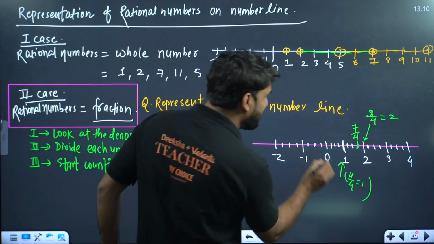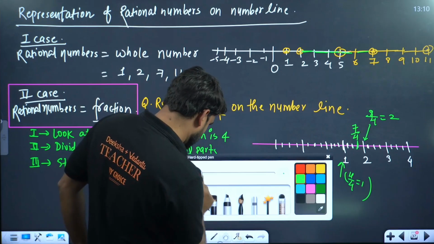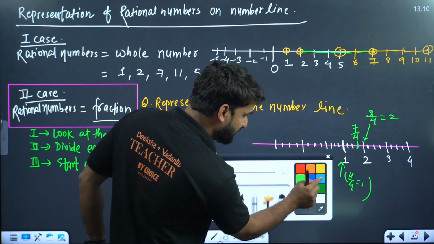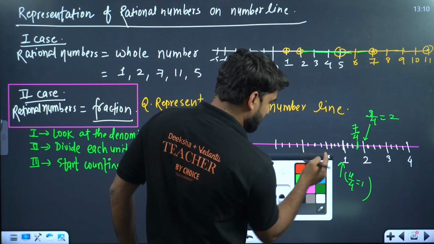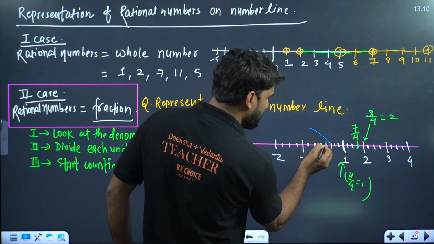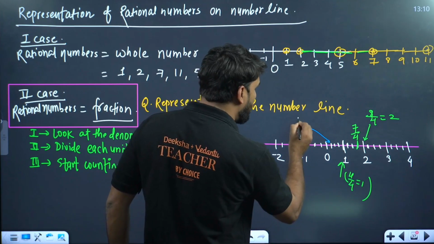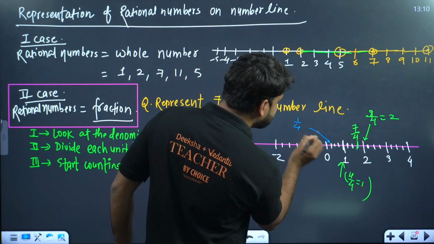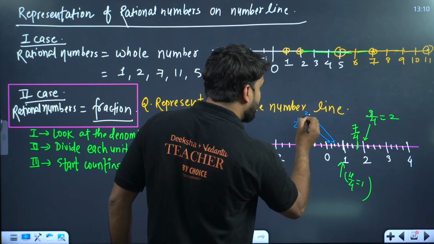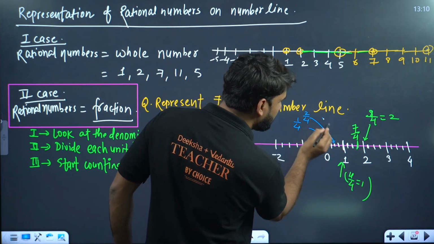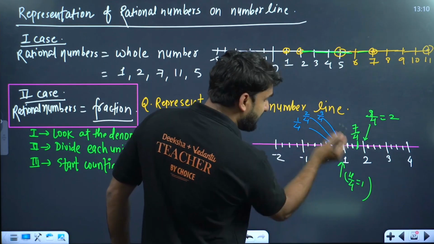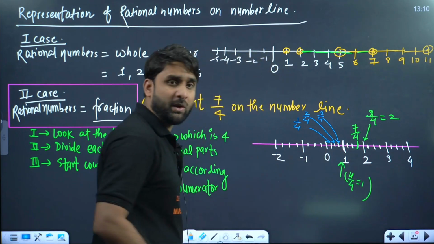So my dear champion, let me show you clearly here by using blue color. After 0, this first point is indicating 1 by 4. This second point is indicating 2 by 4. This third point is indicating 3 by 4. And the fourth will be 4 by 4, which is equal to 1.